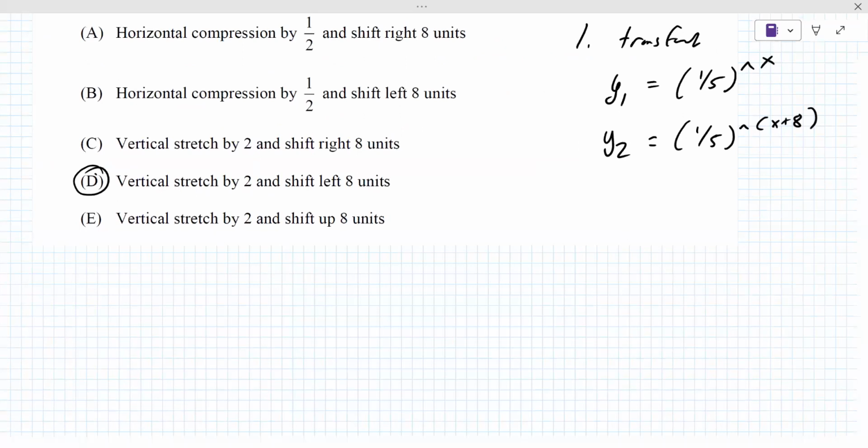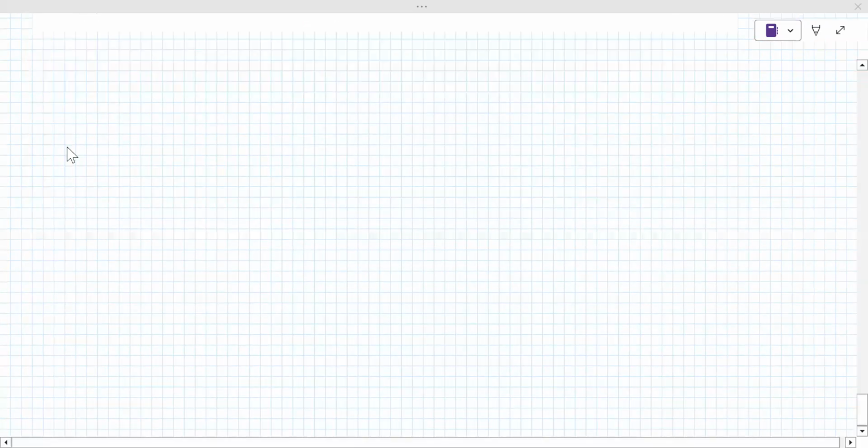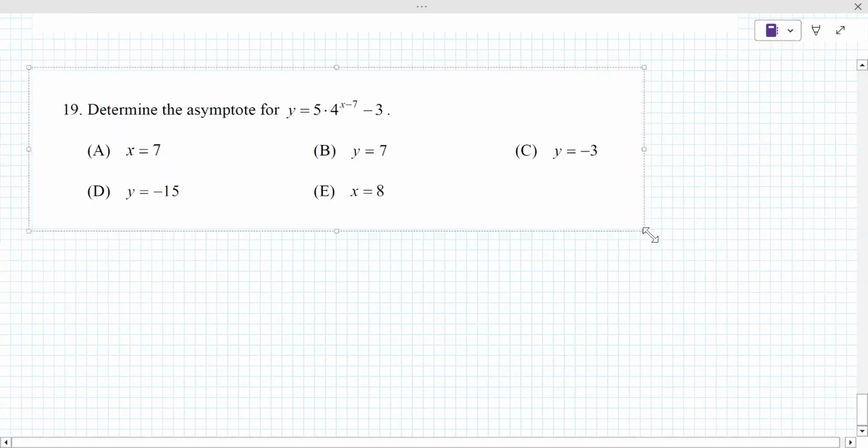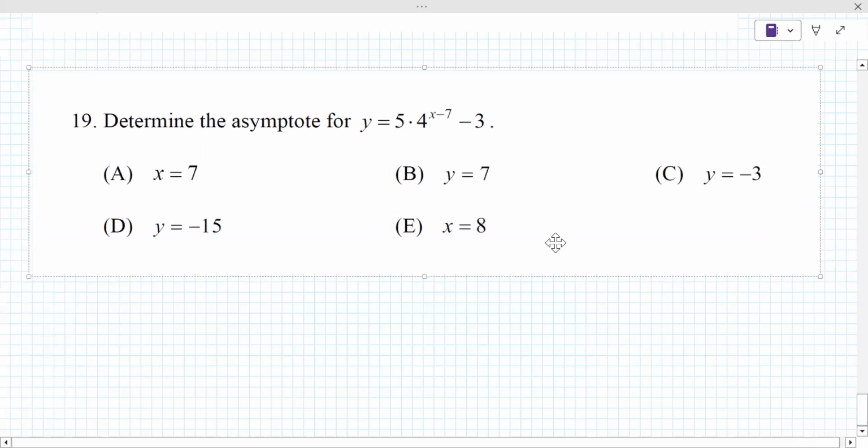Left and right are always sort of not obvious. Like why does plus 8 become left 8? I just kind of know that one. I just need a little refresher on that.